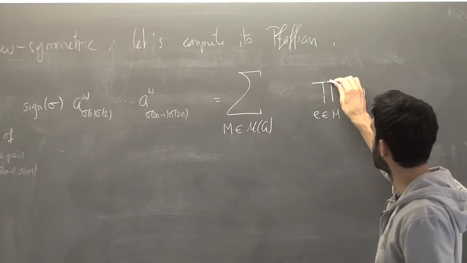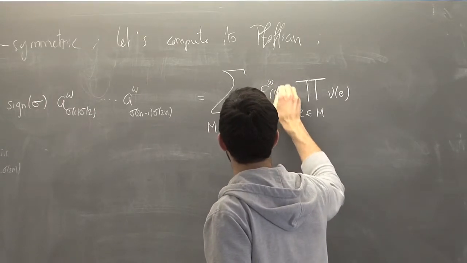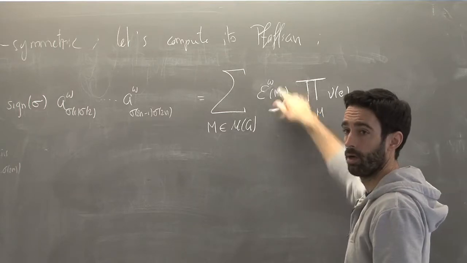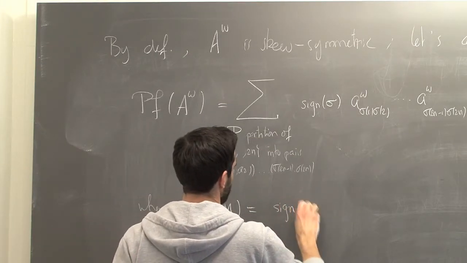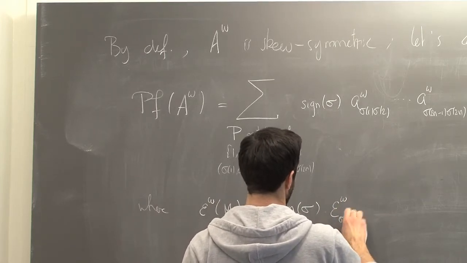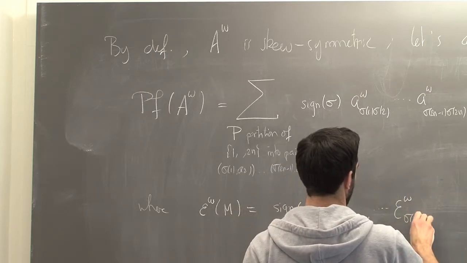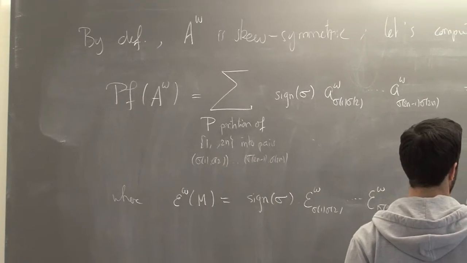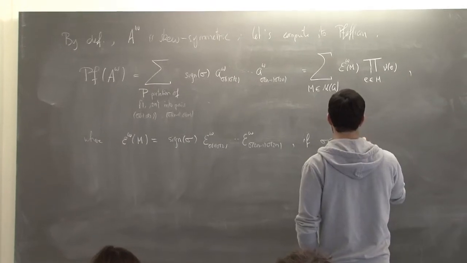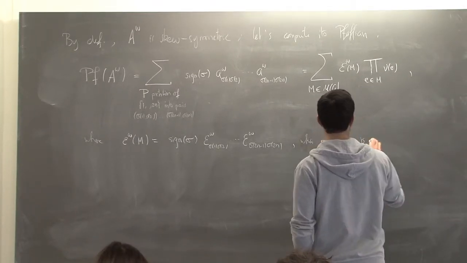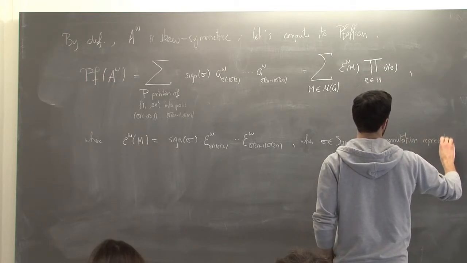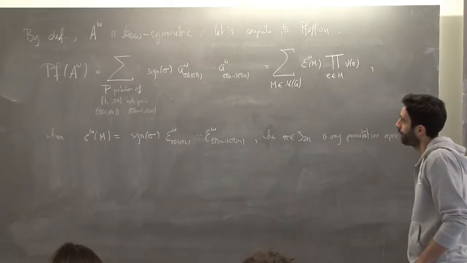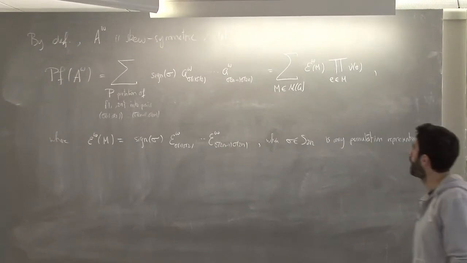And here, we'll have a sign, which I will denote by epsilon omega of m. It's a sign which depends on m and on omega, on the orientation we fixed, where epsilon omega of m is equal to the signature of sigma times epsilon omega sigma 1 sigma 2, etc., epsilon omega sigma 2n minus 1 sigma 2n, where sigma is any permutation representing m. Okay? Good.